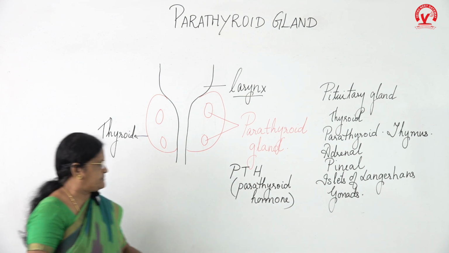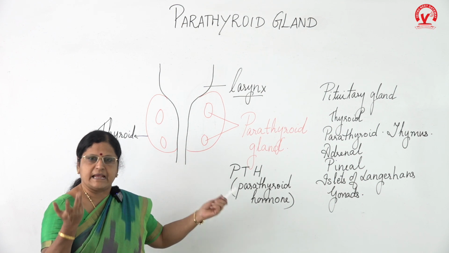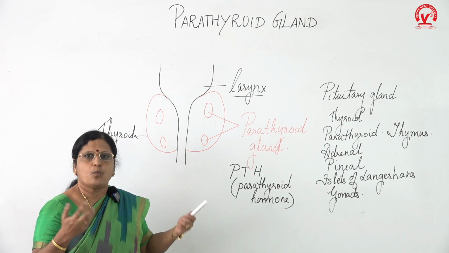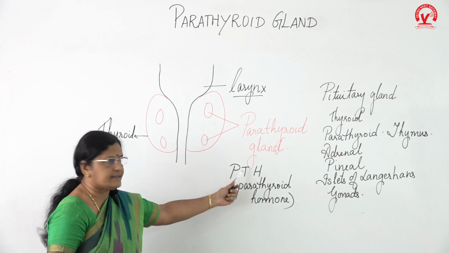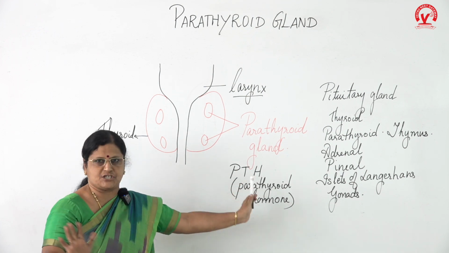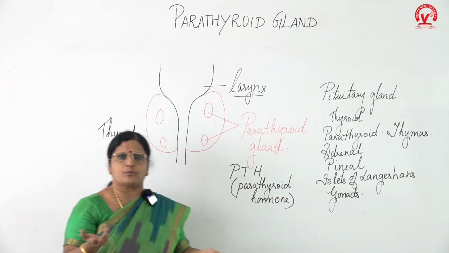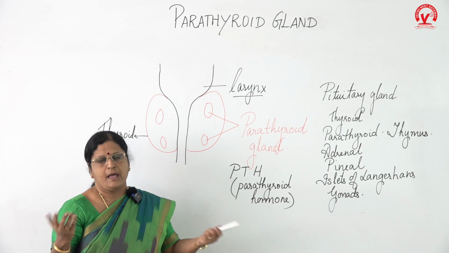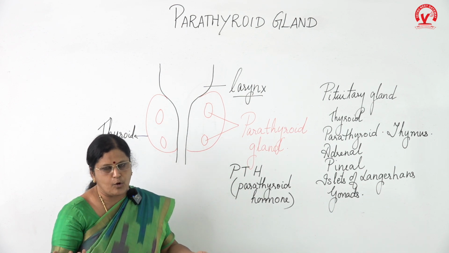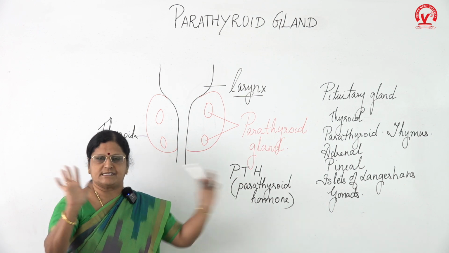What is its function? It secretes. Being an endocrine gland, it will secrete a hormone. What is the hormone secreted by the parathyroid gland? It's called parathyroid hormone, PTH. We can also refer to this hormone as parathormone. Parathyroid hormone or parathormone, we can say.